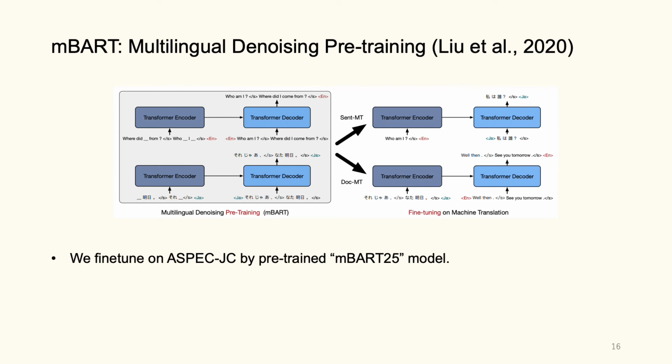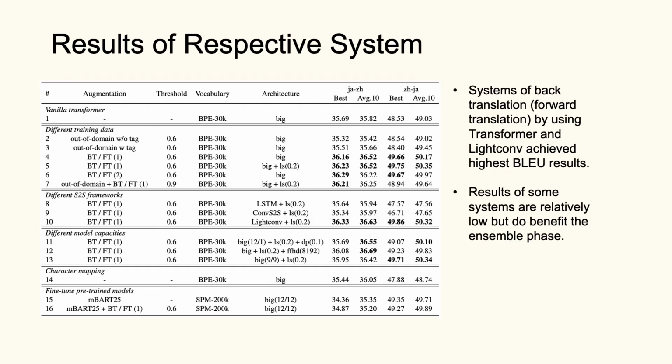And also, we revisit the recent popular pre-training method called MBART. We fine-tune on ASPEC-JC from the pre-trained MBART 25 model. Then here are all of the results of the respective systems. So in this table, we can see that systems of back translation by using transformer and light convolution framework achieved the highest BLEU results. And although results of other systems are relatively low, they do benefit the ensemble phase.